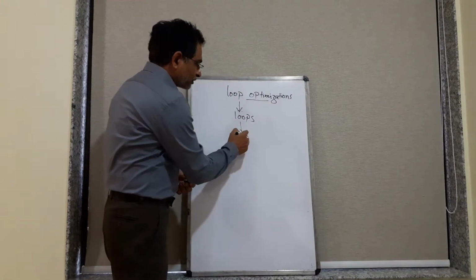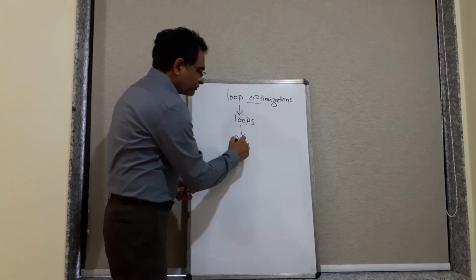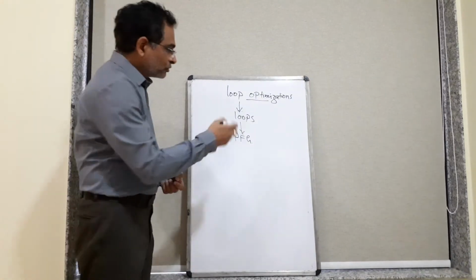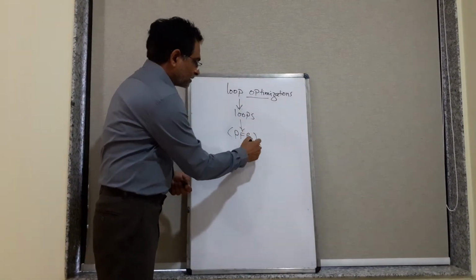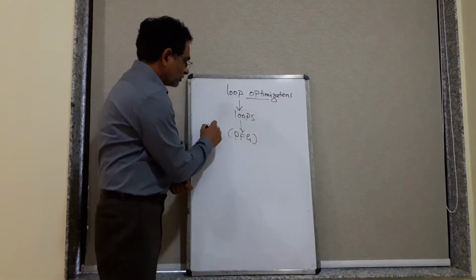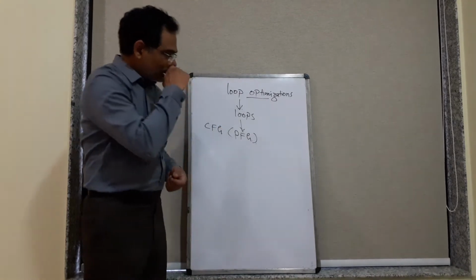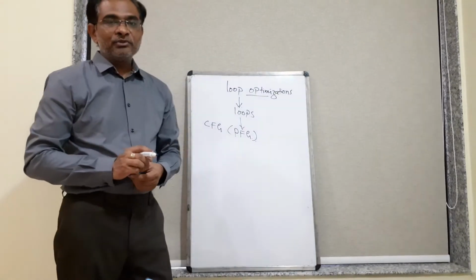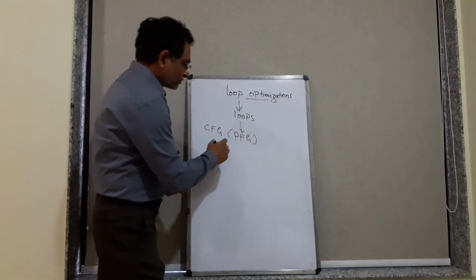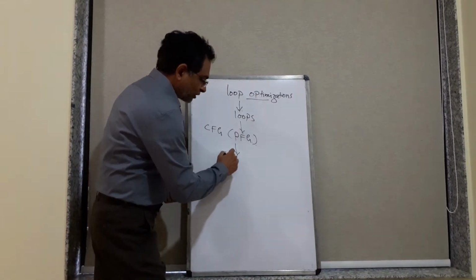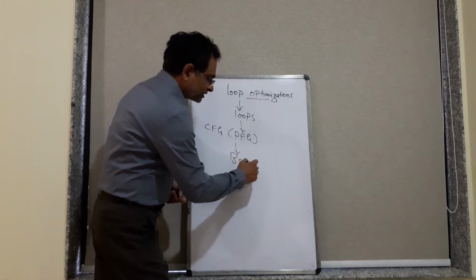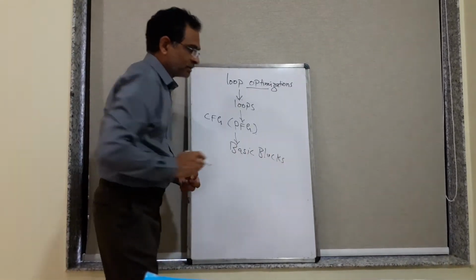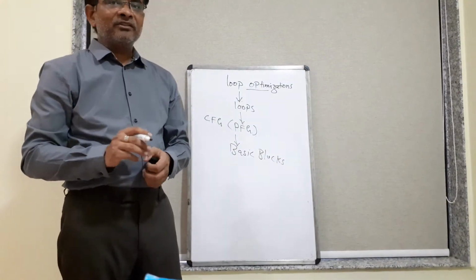So the program flow graph is used to generate the control flow graph. The control flow graph would be created using the program flow graph on the loops, and once this is done, the outcome would be the basic blocks. We will see all these things. What are basic blocks?